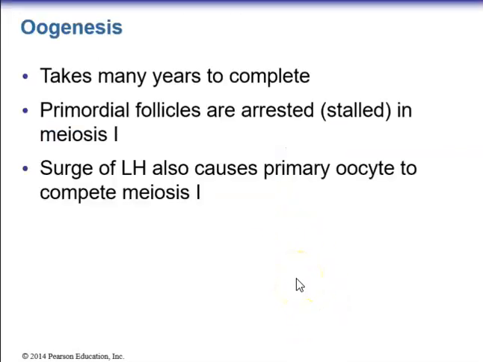Now, oogenesis takes many years to complete. Usually, primordial follicles are arrested or stalled in meiosis 1, so meiosis 2 doesn't occur until you have actual fertilization of the egg. We know that the surge of luteinizing hormone also causes the primary oocyte to complete meiosis 1.